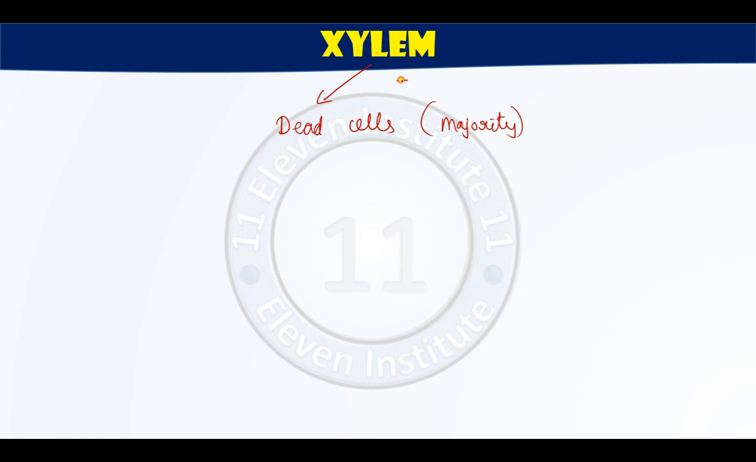Xylem is associated with transport of water, and they are generally made up of dead cells. Right? This is the common notion that you should have in mind, that the majority of the cells of xylem are dead and they are associated with the function of transport of water. Now generally the transport of water is in upward direction.